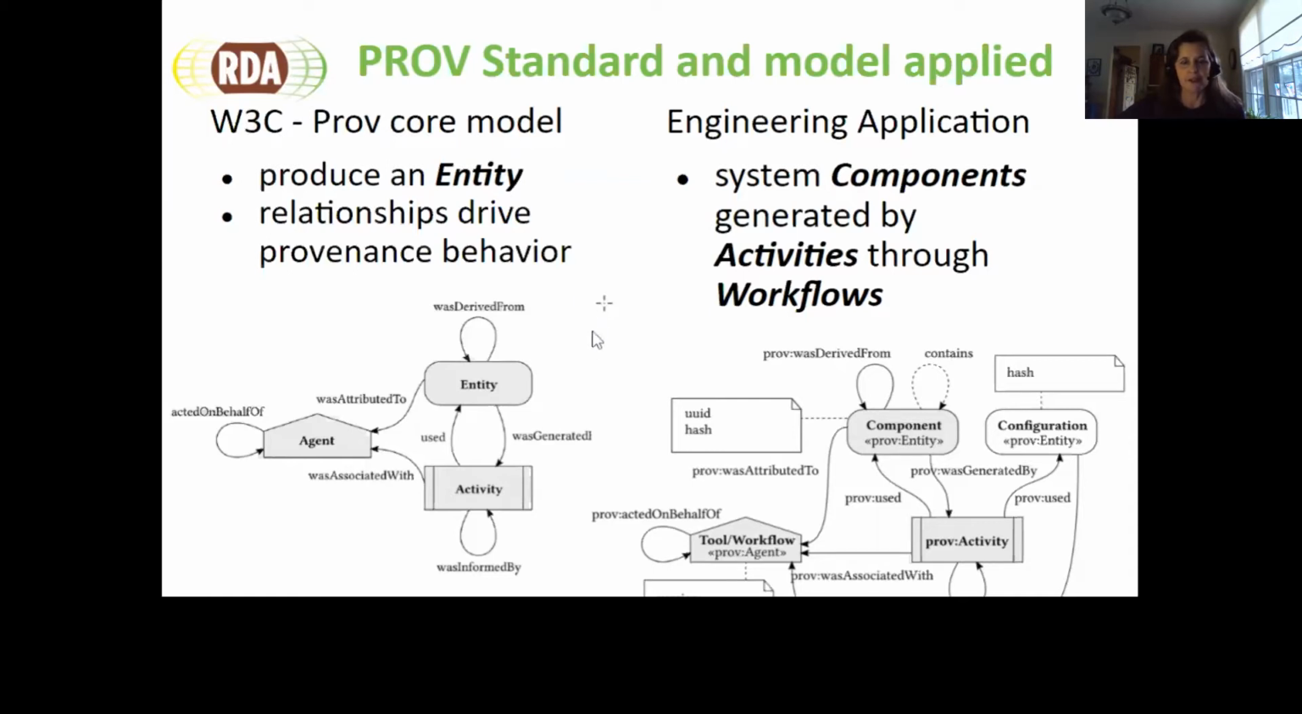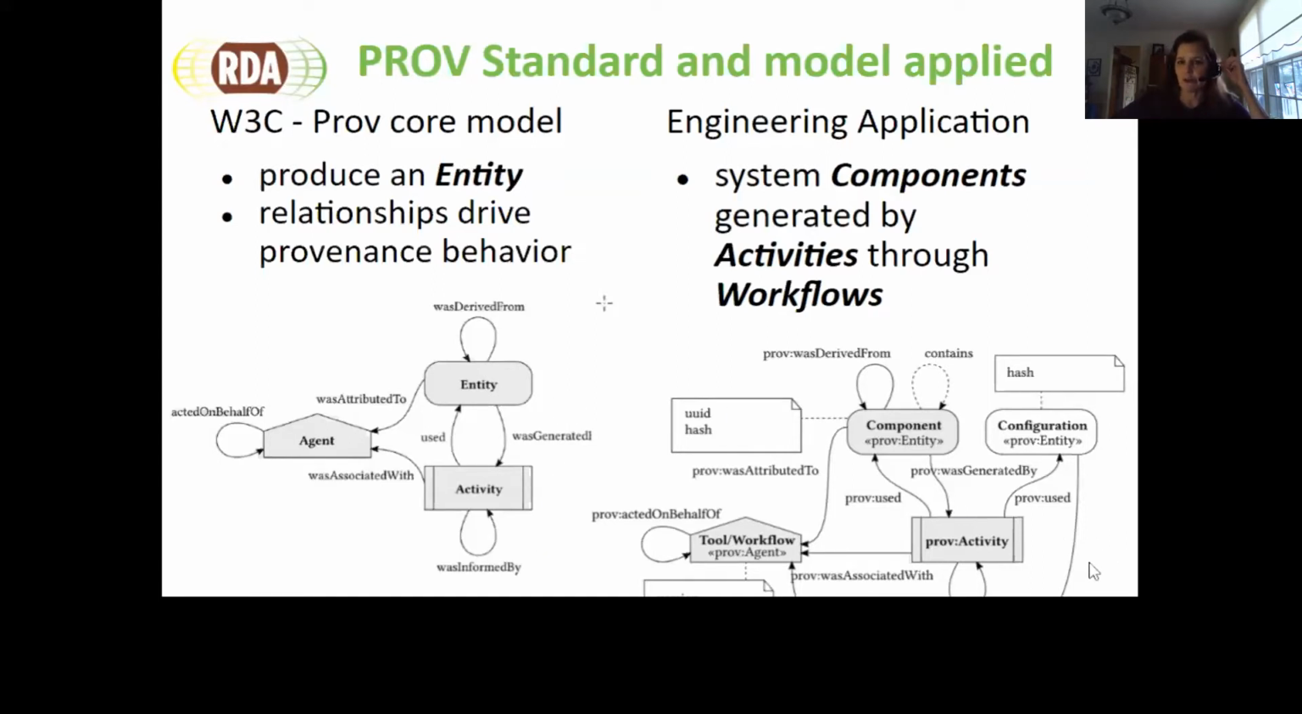And the really interesting thing about this PROV model is that it sets the stage for defining relationships between the primary structures. You're trying to produce an entity, what activities were performed to do that, and what agents were used to orchestrate the production of the entity. And so the most important thing with provenance is this idea of all the relationships between these three core things.